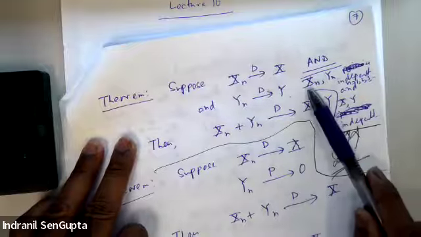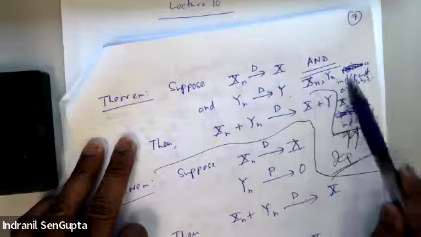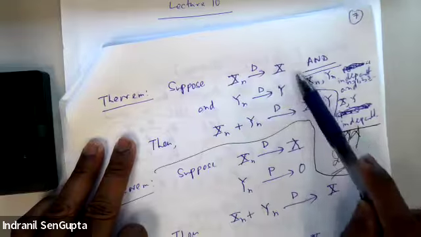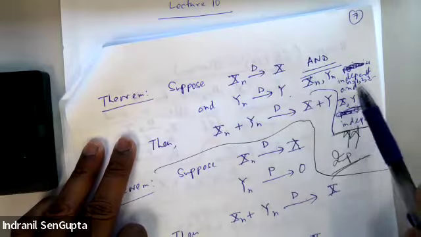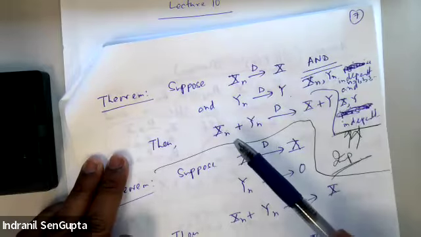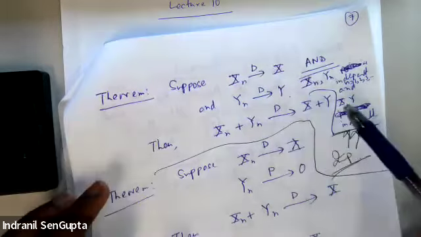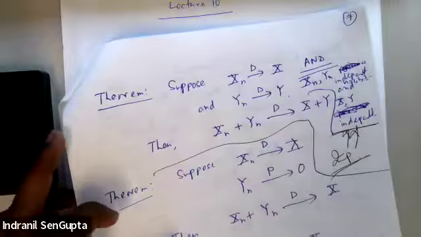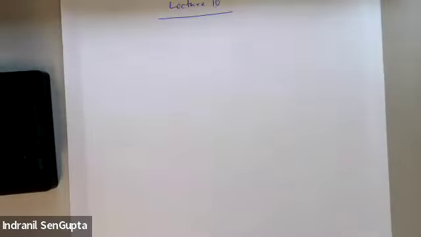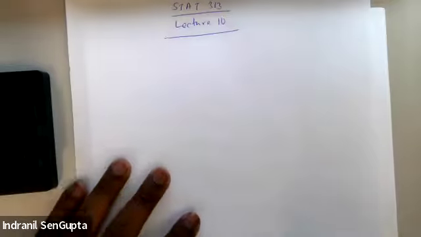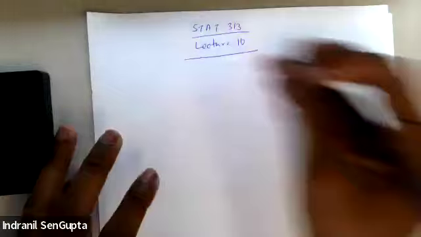So I added this: Xn and Yn are independent for every n, as well as X and Y, wherever they're converging to, they're independent. If this holds, then Xn plus Yn is converging to X plus Y in distribution. So this is not true in general. This is true under certain conditions. Okay, so with this, let's get started. Today we'll be using many results from the last class. Formally, this section is called the central limit theorem.